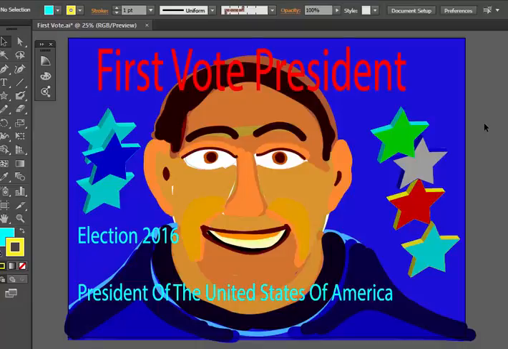But this one is about the first vote for president. I can remember that this is about close to what President Obama would have looked like back then. He would have been a little younger, with darker hair.